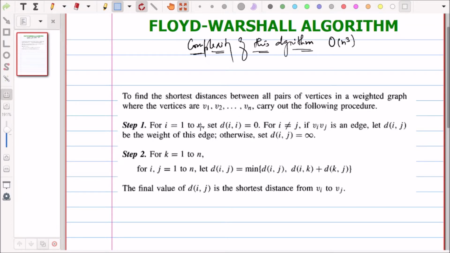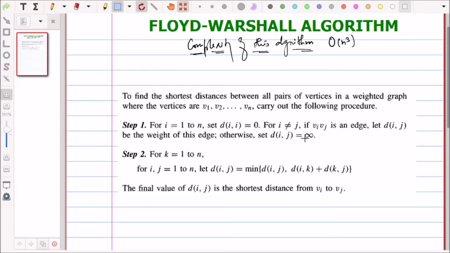First step is, for each i equal to 1 to n, we set dii equal to 0, where dii denotes the edge distance from i to i. Basically it denotes the distance from vi to vi, since the vertices are same. dij represents the distance between vi and vj. If vi vj is an edge, then we let dij be the weight of this edge. Otherwise, we take dij to be infinity.